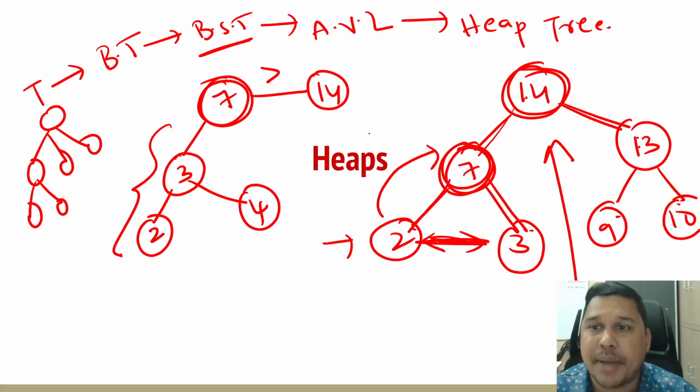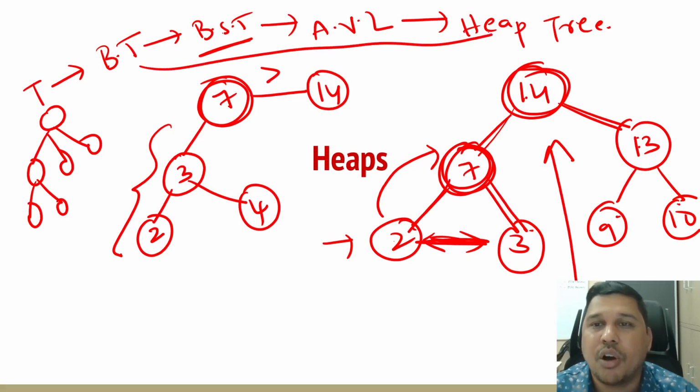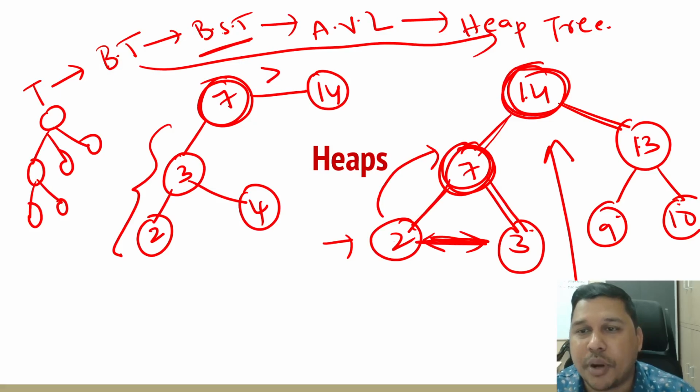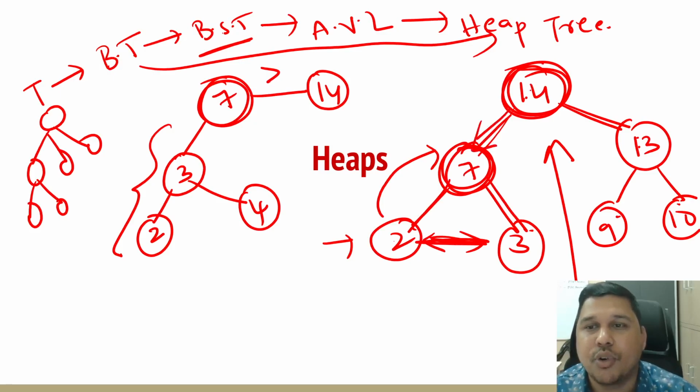It is not exactly matching with binary search tree. It can be considered as another variation of binary tree. The condition here is that the root should be the largest element. Its children, left child and right child, should be less than 14. And for 7, its left child and right child should be less than 7. This is the property of heap tree, right.